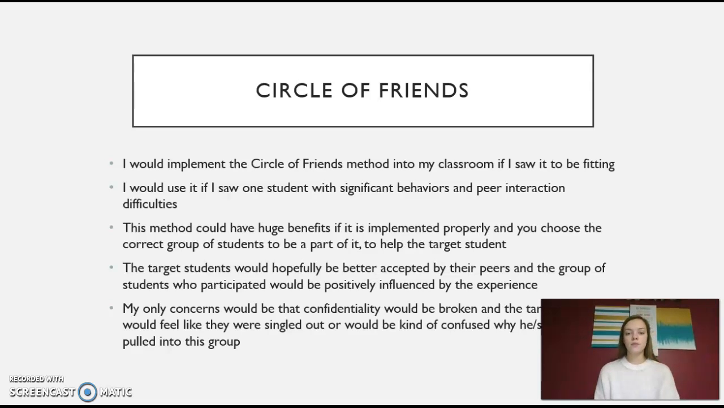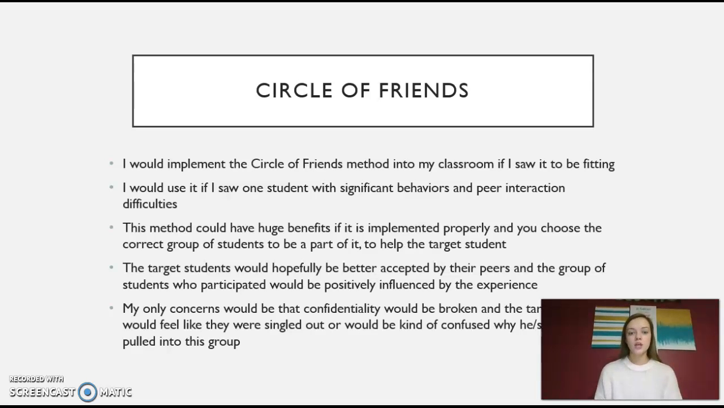Next would be the method that I chose, which was circle of friends. I really thought this was super interesting, and I could see it working in lots of classrooms. What you do is pick one student that has significant behaviors and peer interaction difficulties, and the counselor or the school psychologist gets a group of kids together from that target student's class and talks to them about this target student.